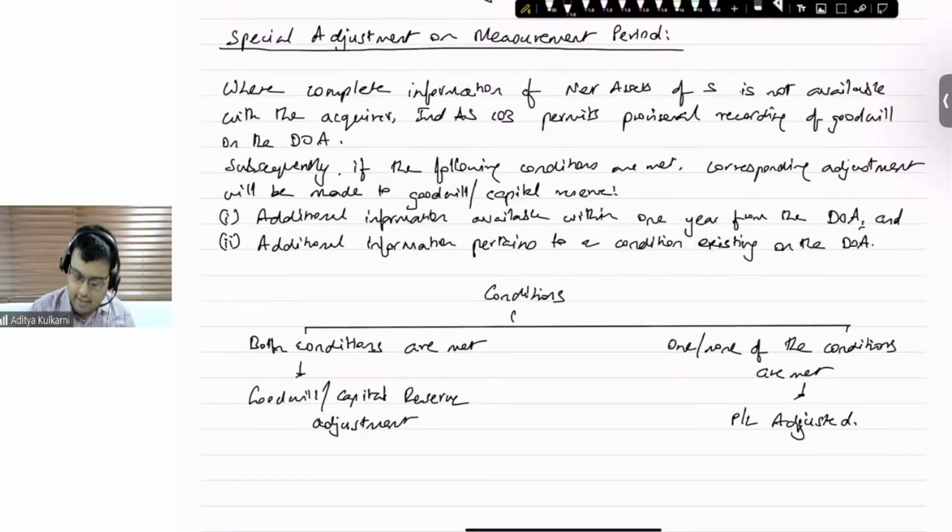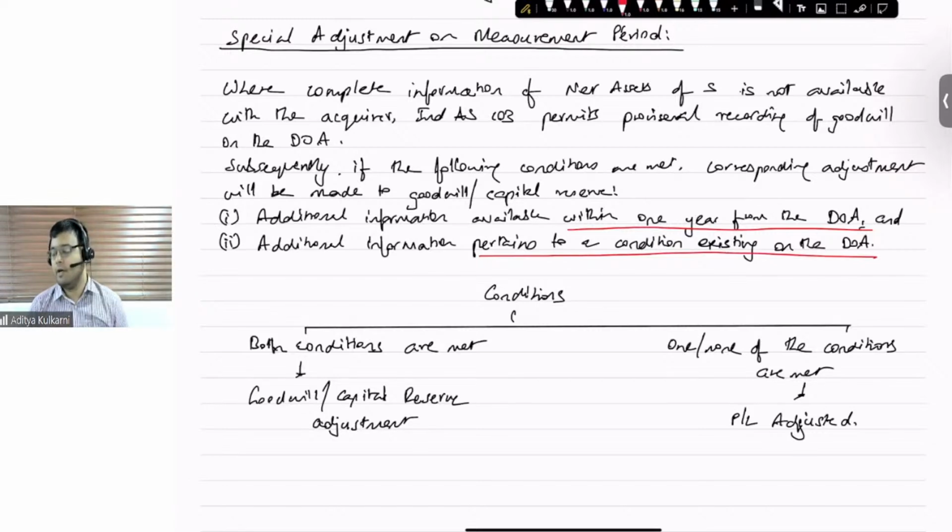If both these things are present, first one is within 1 year from DOA, and second, it pertains to a condition existing on the DOA. So these are the two conditions that need to be fulfilled. If these two are fulfilled, you can adjust goodwill or capital reserve. If these two conditions are not fulfilled, then even if one is fulfilled, you cannot take the shelter of goodwill or capital reserve. You will ultimately end up impacting your P&L. Have you understood? Yes.